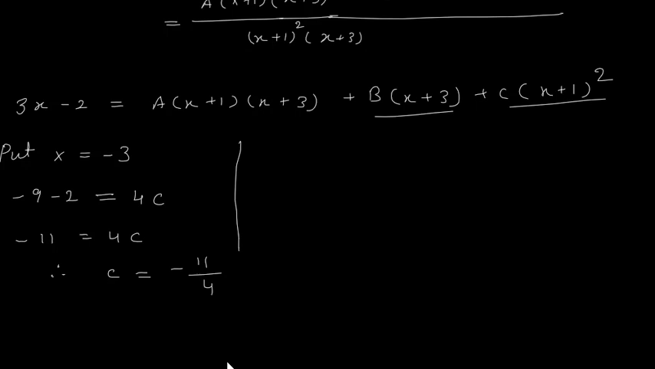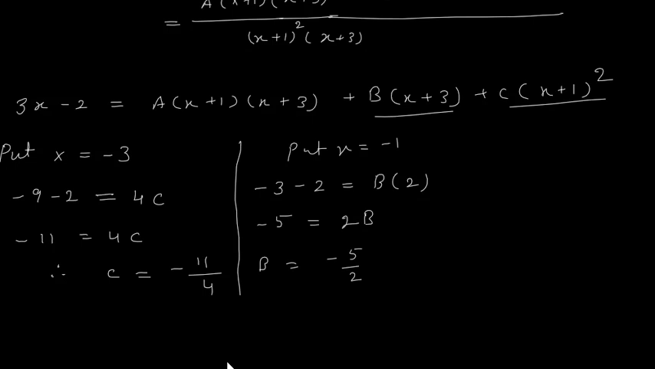Now I have one more choice. I can put x equals minus 1. So when we put minus 1, this is minus 3 minus 2 is equal to, on the right hand side, a will be 0 and this c will be 0. I have b into minus 1 plus 3 is 2. So that means minus 5 is equal to 2b. That means b is equal to minus 5 upon 2. So we got the value of c and we got the value of b.